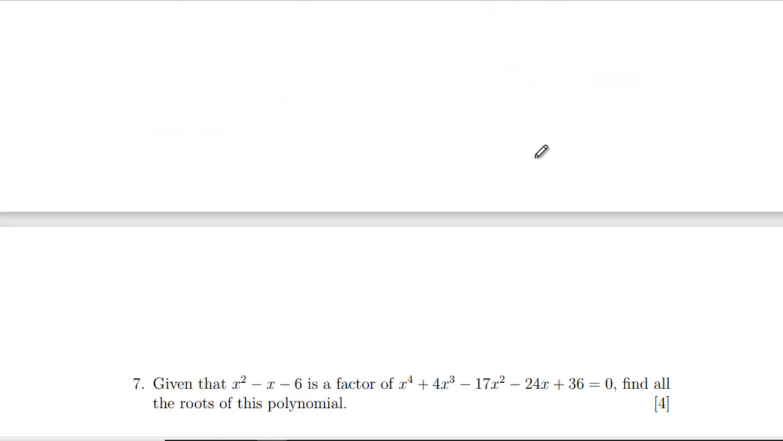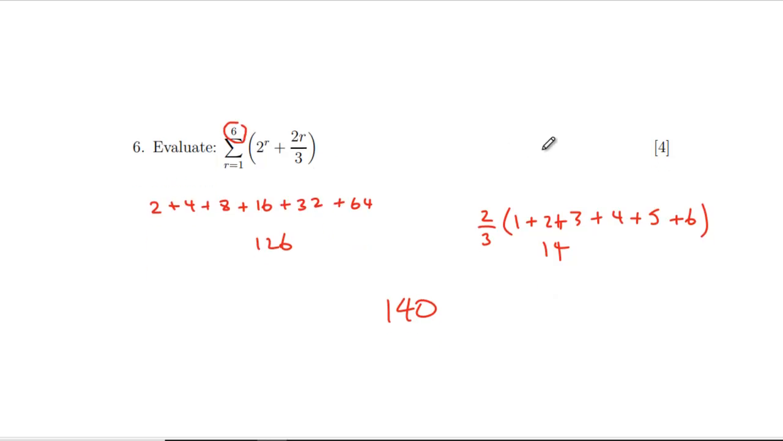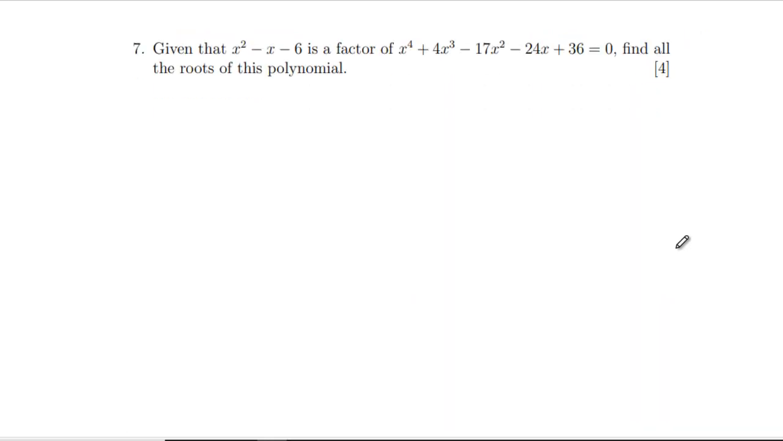Right, okay, we're on to some quick ones now. But when they do those sum ones, and you can see there's only 6 on the top, it's just so much easier writing out the numbers and adding them up rather than trying to do anything cunning.